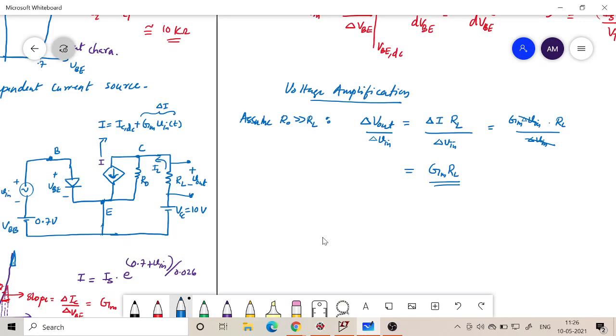Input voltage, how much does it vary? 2 Vm. Okay, this is basically 2 Vm. So 2 Vm into Gm is my delta I. Okay, so let me just write here, Vm is the peak voltage. So to the positive side it goes, and to the negative side also it goes. So it is basically Gm into RL.